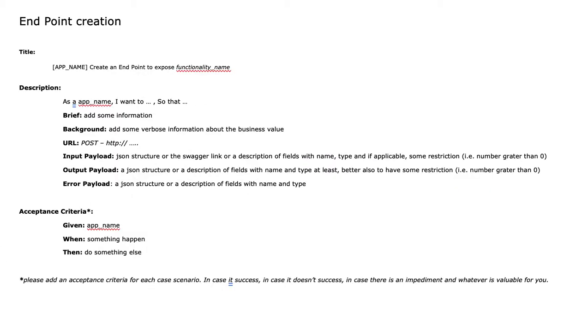Okay, so a good example here is that you would have the title, and you would put the title of the functionality; a description, so you put the user story, brief and background; a URL, so it could be a POST call; the input, so it could be the request payload; then the output payload; and then the error payload, so it could be something about errors. Also, you'd want to include acceptance criteria. It's good to have it.